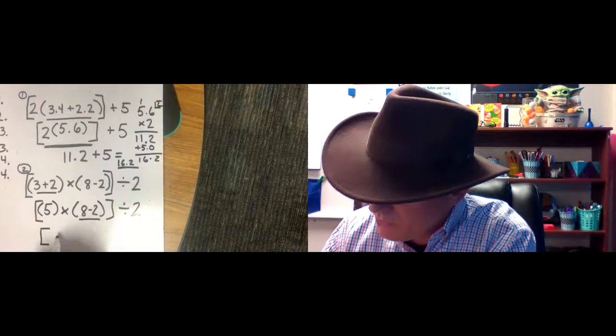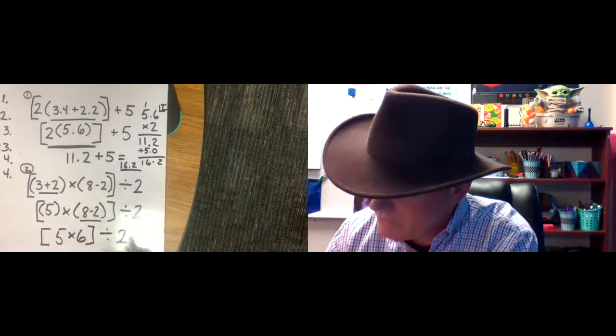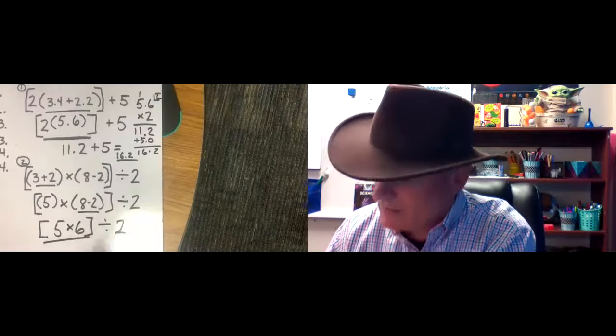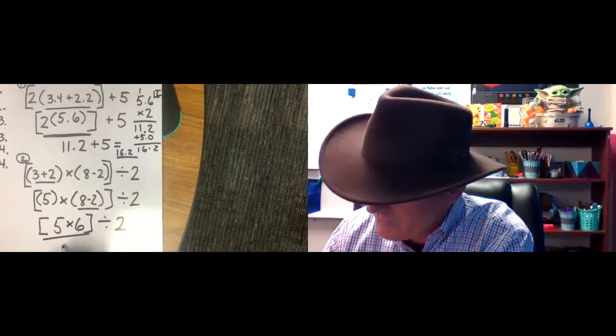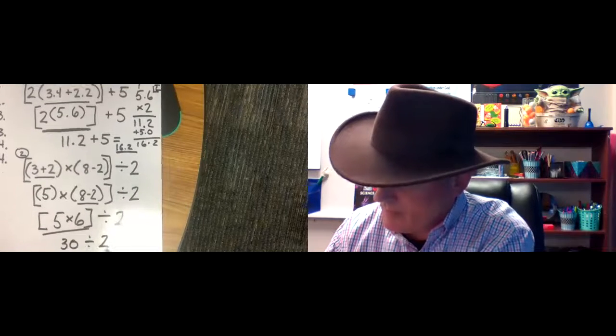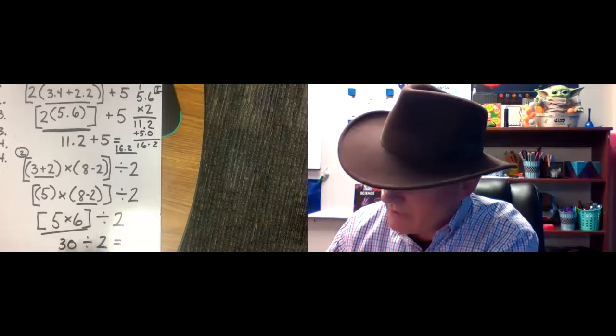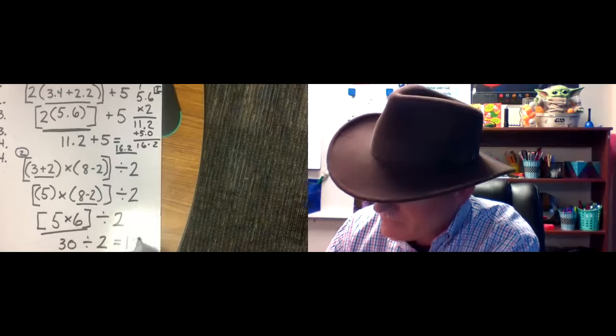So inside the brackets now, we're going to have 5 times 6 divided by 2. Groups are for parentheses and groups are first. So 6 times 5 is 30 divided by 2. And of course, last but not least, we're down to one operation now. So 30 divided by 2 would be 15.